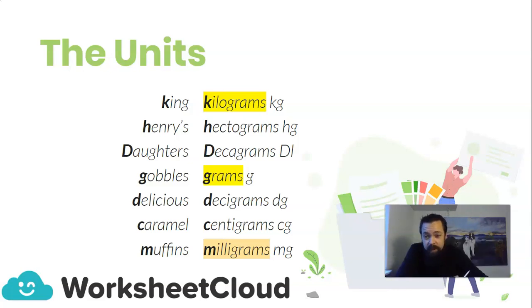So I've just changed the middle word because all the rest will stay the same. When we were looking at length, we had King Henry's daughters love delicious caramel muffins. When we looked at capacity, we had King Henry's daughters make delicious caramel muffins. And now that we're looking at mass, I thought we would just have King Henry's daughters gobble delicious caramel muffins. So first they love them, then they make them, and then they gobble them. It's a silly way to remember it, but it works for me.